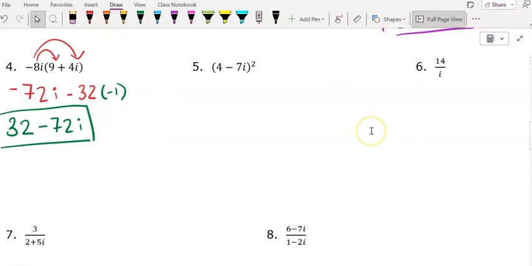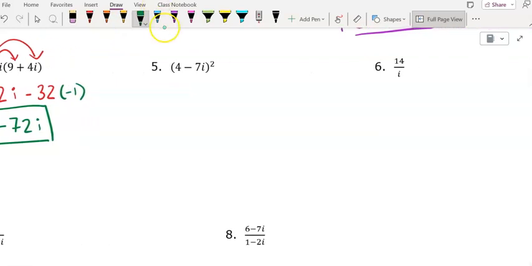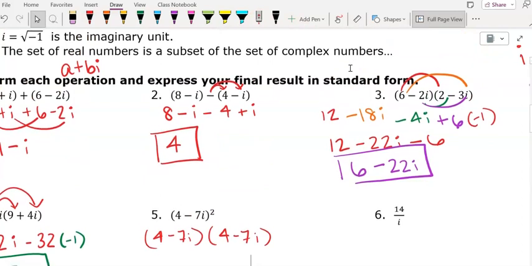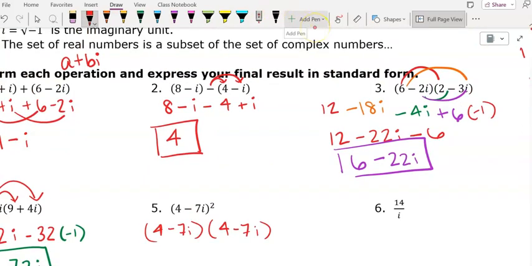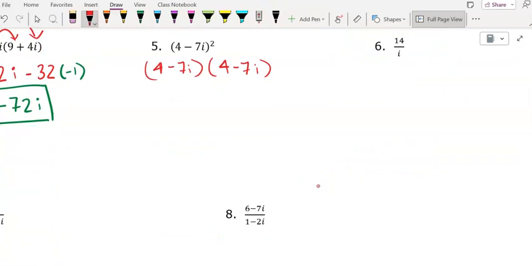All right, number 5. I've got 4 minus 7i squared. Now, remember that square just doesn't just come in like this and just do that. No, no, no. That's saying that I have 4 minus 7i times 4 minus 7i. So now it's just like this problem that we did before where I had to FOIL. You've got to distribute, okay? So now I'm going to go ahead and do that.